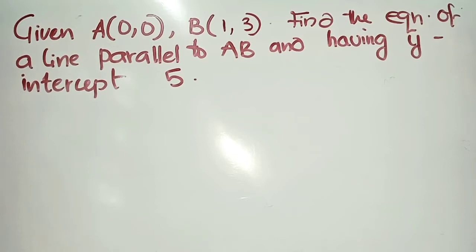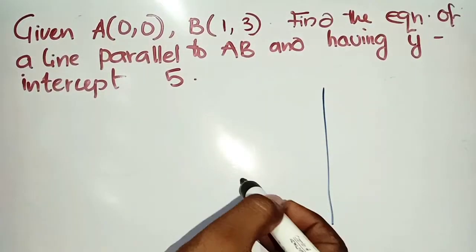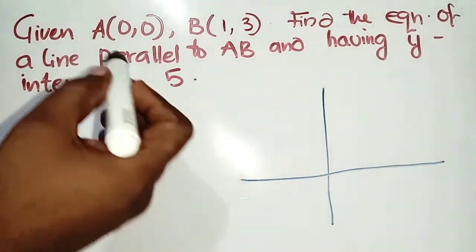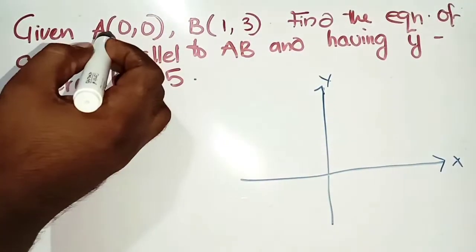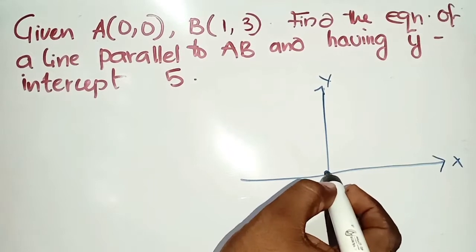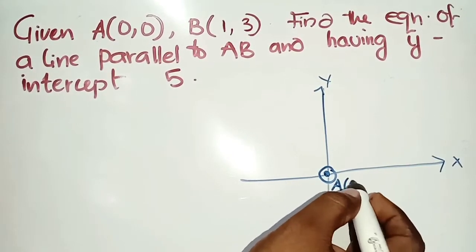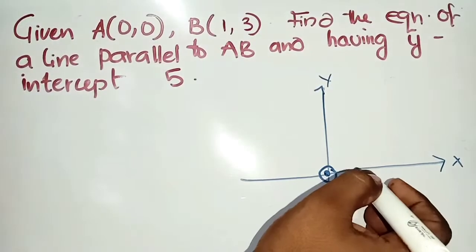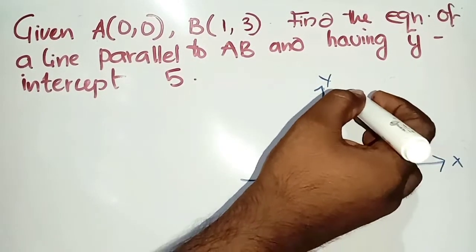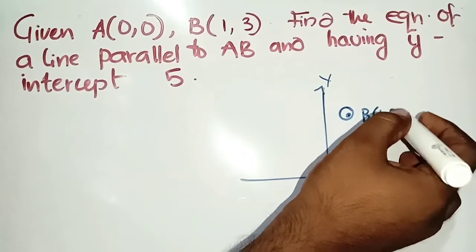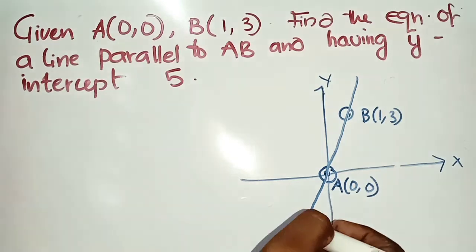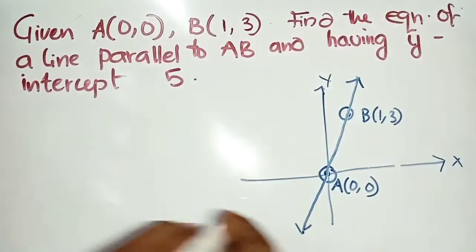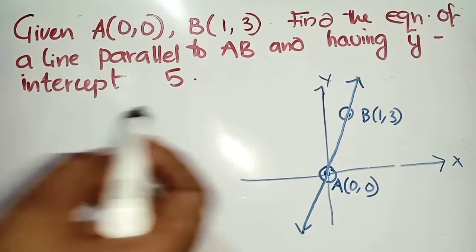So here when you read this question, you have to understand the total concept. It's very simple. We have a straight line, x-axis, y-axis, AB, with A at (0, 0). This is (0, 0), so this is A. And B is (1, 3). So this is the line AB as per the question.